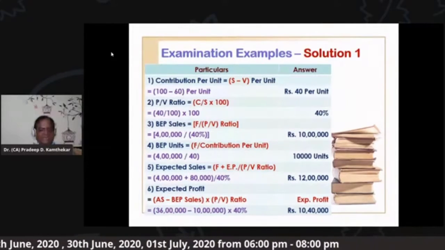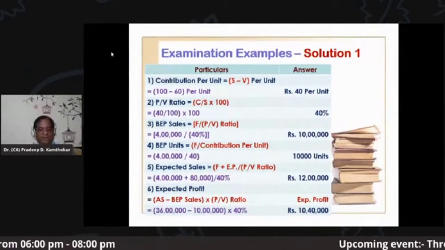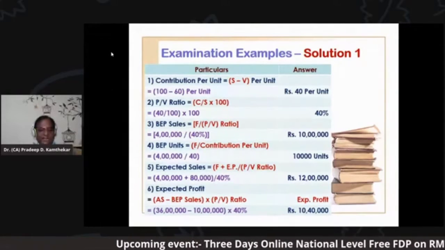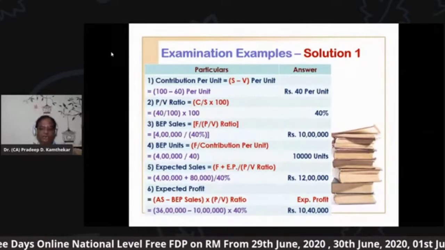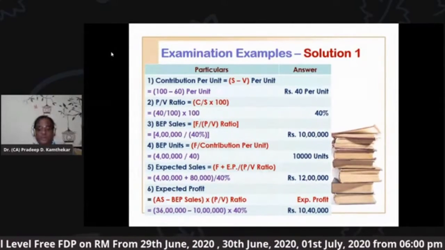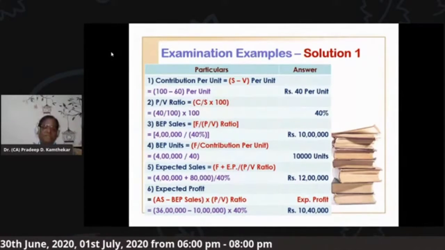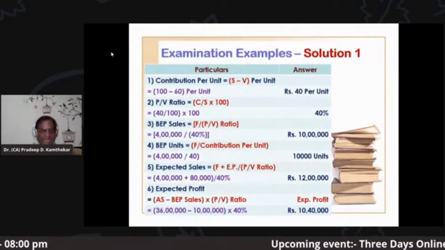Now expected sales. The business has a fixed cost of 4 lakhs, plus 80,000 profit is expected. So 4 lakh 80,000 divided by 40% PV ratio. So 12 lakhs rupees sales should be there. Then only the business will have a profit of 80,000. That means expected sales of 12 lakhs is required to have a profit of 80,000.